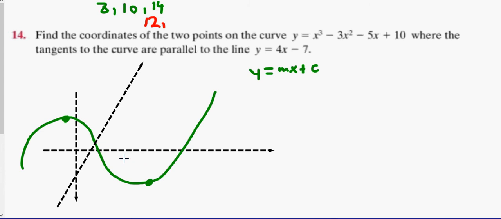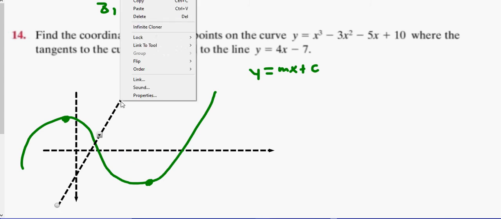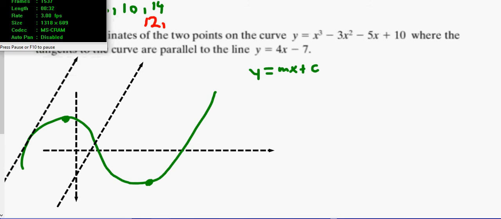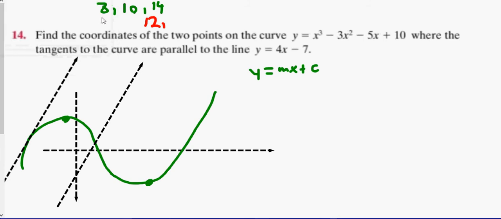No. But there will be a point on your graph where if you keep that slope and you move it, is that a tangent to your curve? Yeah. So you're looking for the position. I think what's going to happen is there's not going to be just one x value. I think there's going to be 2 x values. Can anybody tell me why?